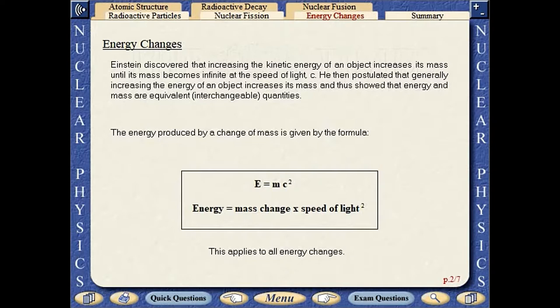The energy produced by a change of mass is given by the formula E equals mc squared. This formula applies to all energy changes.